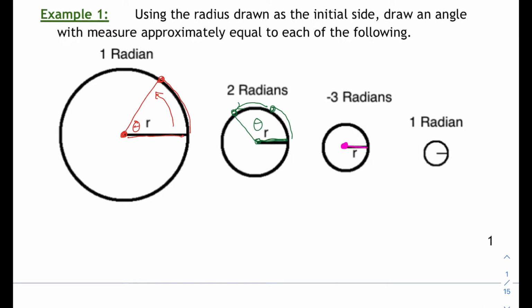Negative 3 radians, just like in degrees, that'll mean we're going clockwise, so I need to wrap 3 radiuses around this circle in this direction. I'll do a little arrow to indicate that I rotated in a clockwise direction. And then 1 radian on this little circle should match up and be proportional to 1 radian on my big circle. So it doesn't matter what size of circle you're using, 1 radian is still going to be the same angle measure on a little circle as it is on a big circle. So keep that in mind.